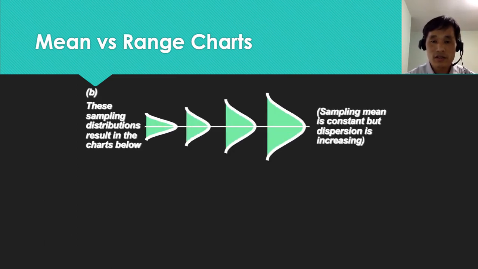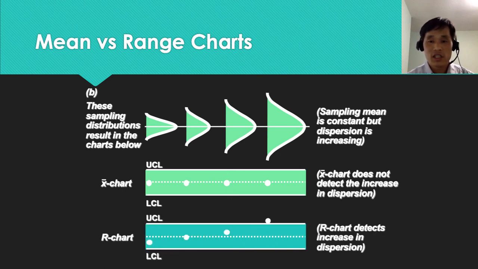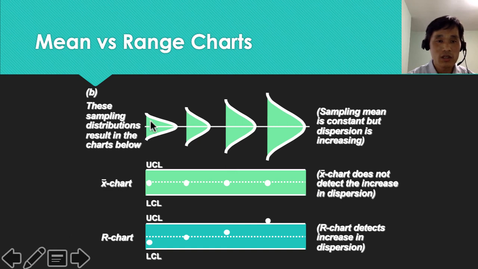Now, another case is this. In contrast, in these figures, the sampling mean is constant, but dispersion is increasing gradually. So the mean is steady, however, the dispersion is increasing more and more. Therefore, if you draw that on the X bar chart and R chart, you will see a similar pattern. The X bar chart is the same, however, the R chart is increasing. Therefore, this one especially is out of the boundary. So this is out of control.